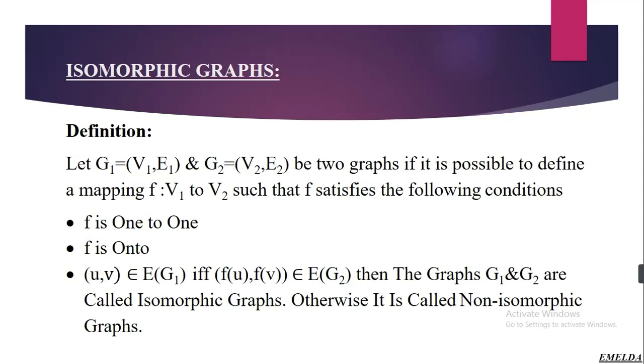The next concept is isomorphic graphs. Let us take two graphs G1 and G2. They are said to be isomorphic if it is possible to define a mapping f from V1 to V2 such that f satisfies the following conditions. One, f must be one-to-one, and f is onto. The last one is that the ordered pair (u, v) belongs to E of G1 if and only if (f of u, f of v) belongs to E of G2. Then the graphs G1 and G2 are called isomorphic graphs, otherwise they are called non-isomorphic graphs. If these three conditions are satisfied, the two graphs are said to be isomorphic.